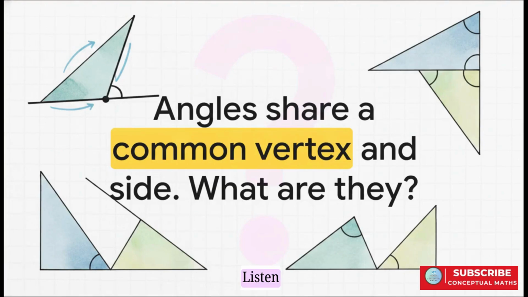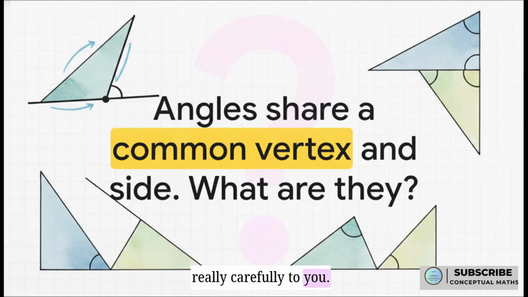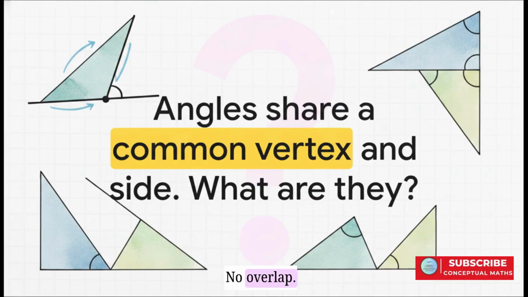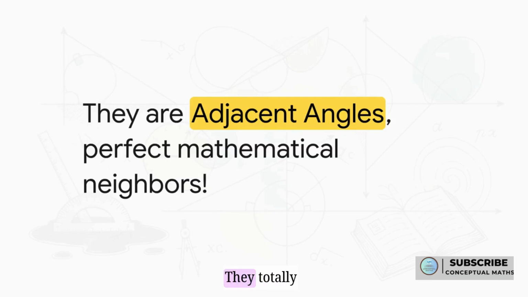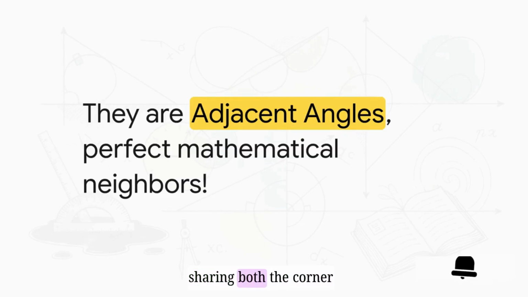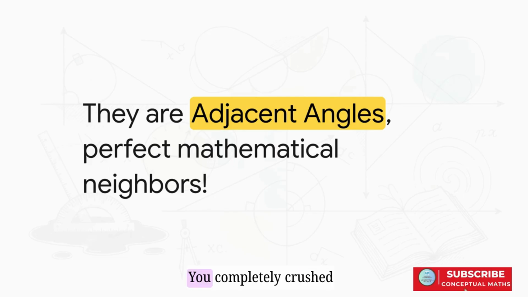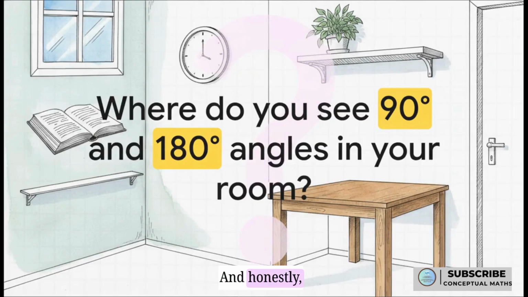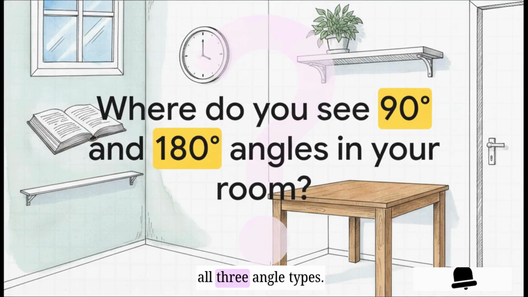All right, let's do one last question, but I'm going to switch gears away from the math for a second. Listen really carefully to this one. You've got two angles. They share a common vertex, and they share a common side. No overlap. What kind of angles are they? You got it. They're adjacent angles. They totally pass the neighbor test, sharing both the corner and that dividing wall. You completely crushed this practice round. Seriously, well done. And honestly, just like that, you've mastered all three angle types.